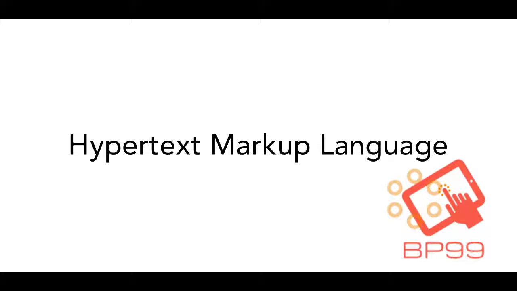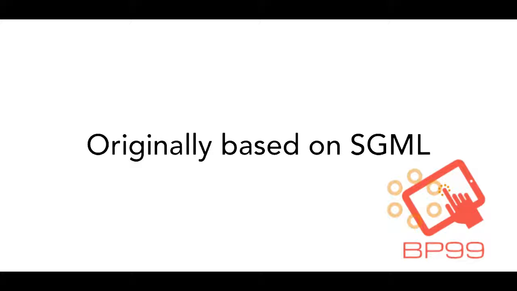HTML stands for Hypertext Markup Language. Hypertext refers to the ability to create links to other pages and other web resources. Markup means that it's used for creating pages of formatted text, along with images and other resources embedded in the page. HTML was originally based on an older markup language called SGML, Standard Generalized Markup Language. The most recent versions of HTML are no longer tied to SGML.